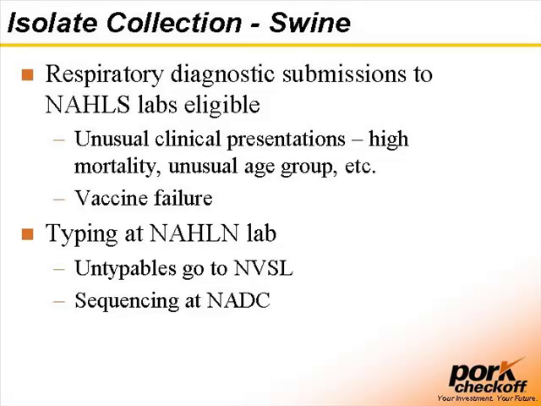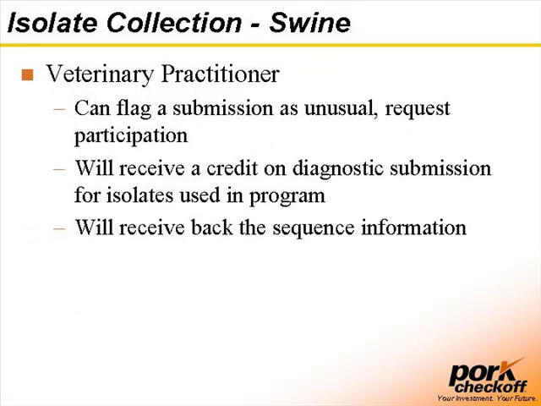So I think that as we go forward, having some baseline of what the normal flus out there are will be really valuable. Typing would happen at the non-laboratory. Untypables would go to NVSL. And if there was a need on some of these unusual ones to actually do full sequencing, that would be done at NADC.